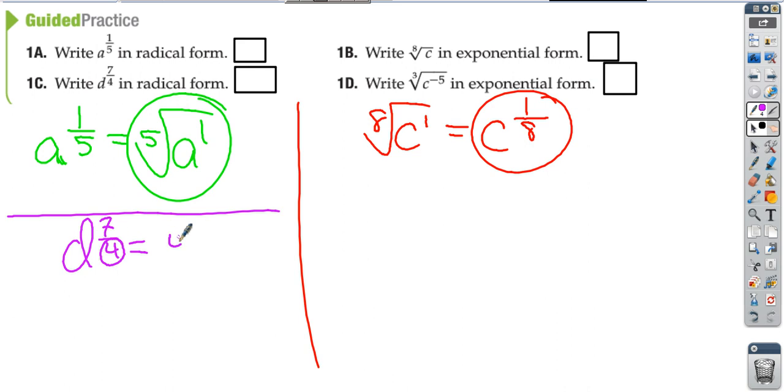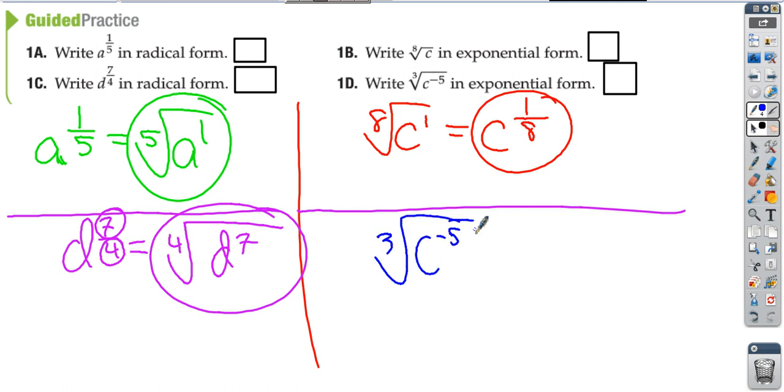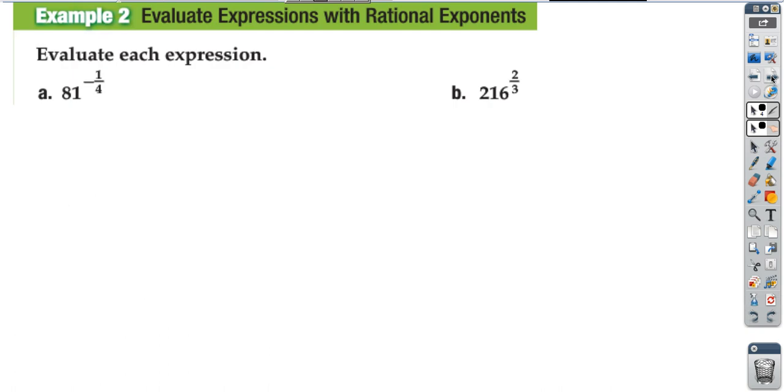We're taking the 4th root, because the root goes on the bottom, and we're raising d to the 7th power. So that's how you would change that. And then here's the last one. The last one is a cube root of c to the -5. That means we are raising c to the -5 over 3 power, because we're taking the cube root. Let's just double check those, and looks like we got them all.